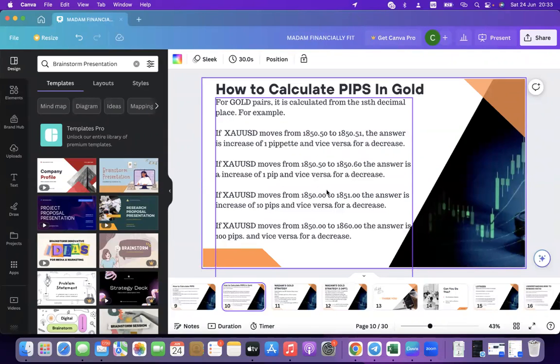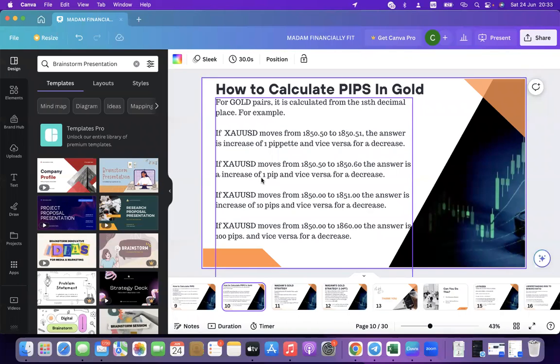But if you're now calculating pips, look at it here. Look at the difference, the first and what? The second. Throw away the pipette. We're looking at the pip right now. So this is 6 minus 5. And what is it? 1 pip. That is how to calculate pips for gold.